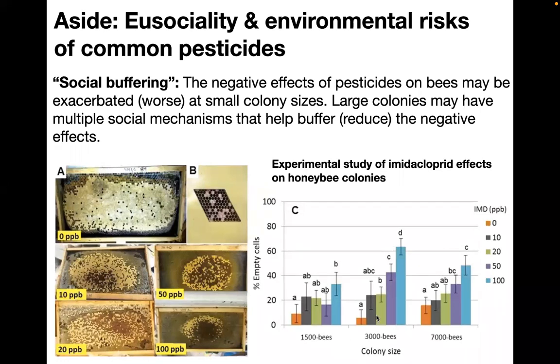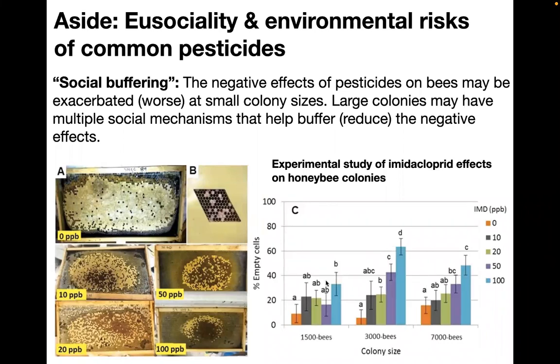So I'm just trying to see what I can make sense of from this graph. The blue color is like the highest concentration of the pesticide. And then we've got 3 different colony sizes here. So at least in honeybees, it doesn't look like there's obviously more pesticide is worse. There's more death, there's more empty cells with greater pesticide amounts.